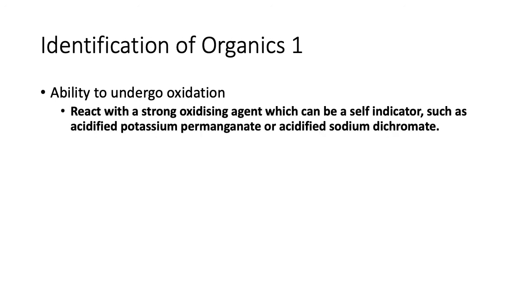Ability to undergo oxidation. Okay, so what do you do? You add an oxidizing agent which is a self-indicator. Okay, so we went through a little bit of this in the redox videos. So you're looking for something that will change color itself when it undergoes reduction. Okay, because remember, oxidizing agents undergo reduction. You want something that changes color. So you've got potassium permanganate, which goes from purple to colorless effectively, and sodium dichromate, which goes from orange to green. Okay, and remember, it is the permanganate and the dichromate that do the change in color, not the sodium and the potassium. Okay, so you have those half equations on the back of the data sheet as well.